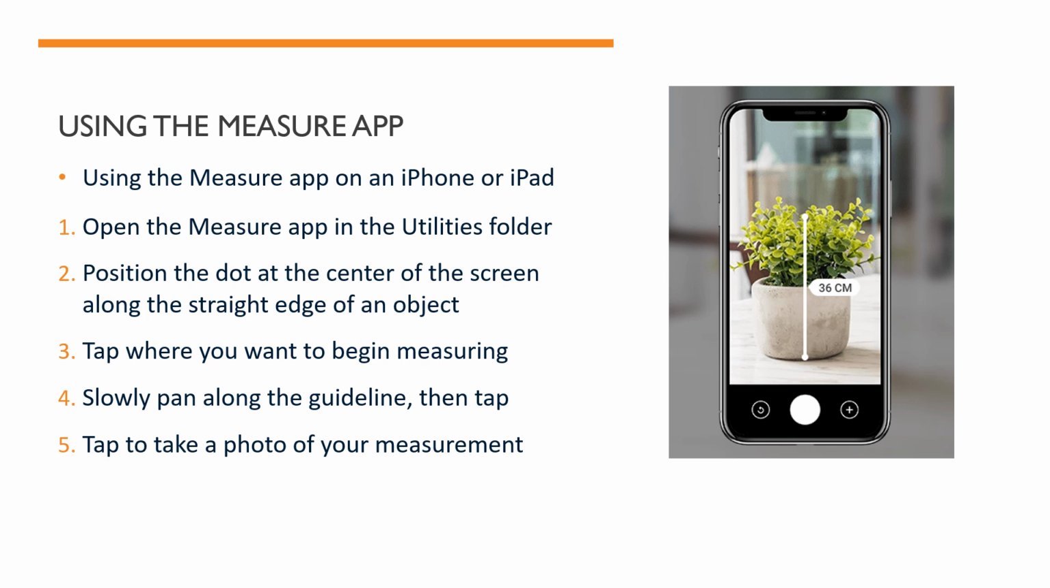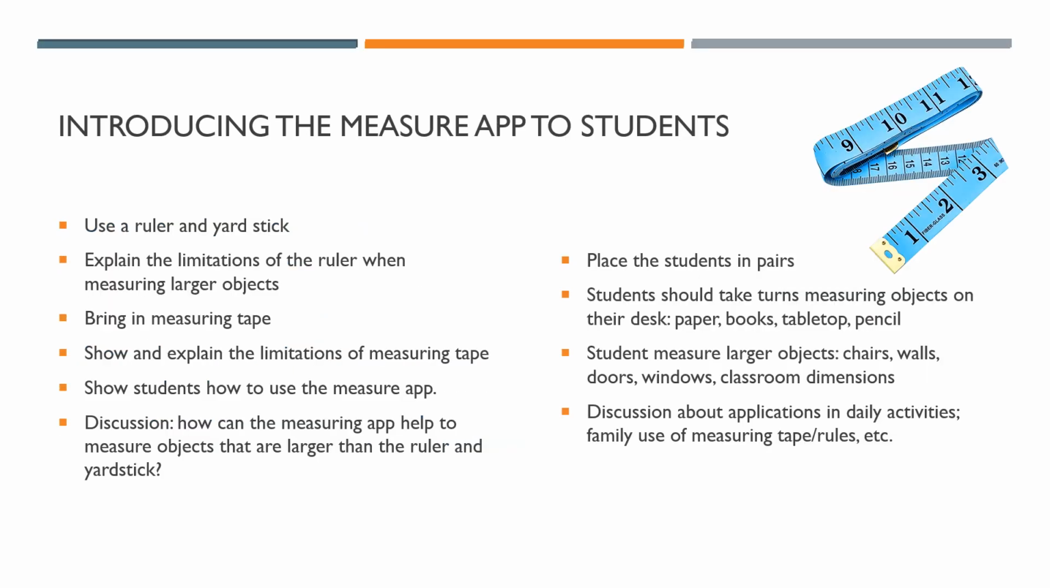If you look at the picture on the right hand of the screen, you can see the Measure app was used to measure this plant. When you introduce this lesson plan to your students, you can start by using a ruler or a yardstick, and then explain the various limitations when you're using a ruler or a yardstick to measure objects. I would bring in a measuring tape and show the students how you're measuring using the various tapes. Then show students how to use the Measure app. And then you can have a discussion about how using the Measuring app to measure objects that are larger than a ruler or a yardstick can be helpful.